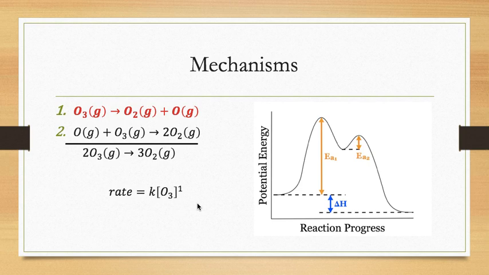So what I told you originally is I can't just take the coefficients of the overall process. And you see why that is, right? If the rate is equal to k [ozone] to the first power, and I were to take it from the overall process, I would assume it's 2, but that's not the case. I can only take the coefficients from the rate determining step and put those into the exponents, the reactant orders, in my rate law.